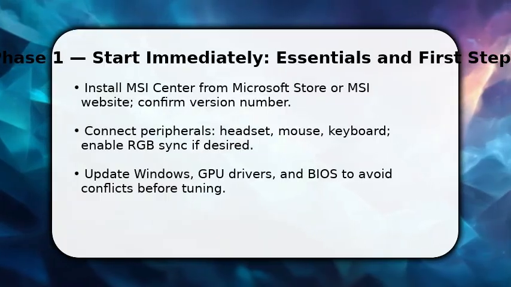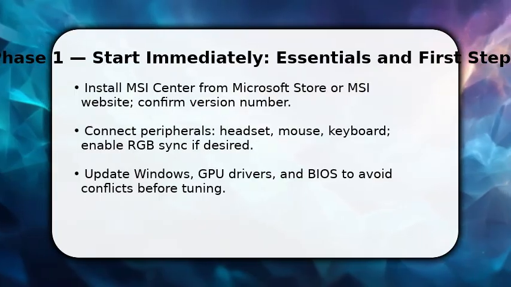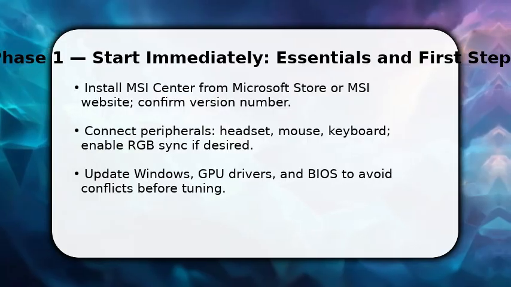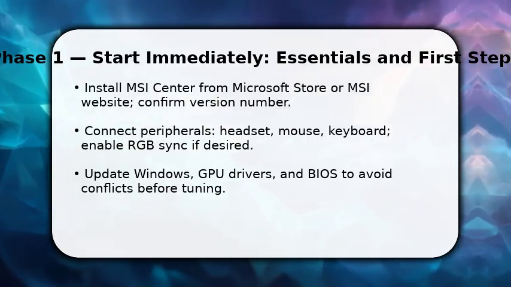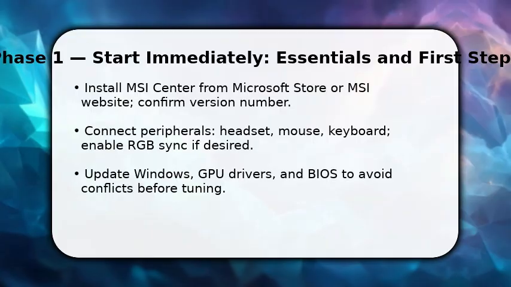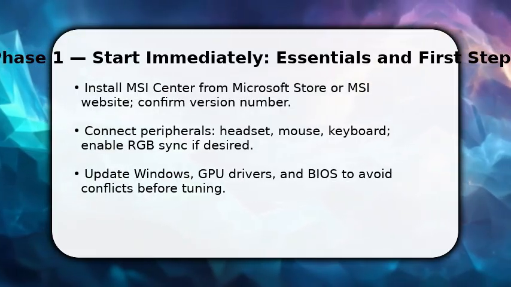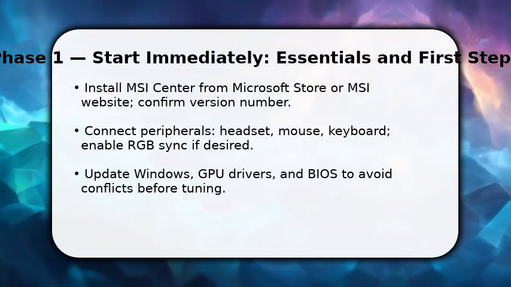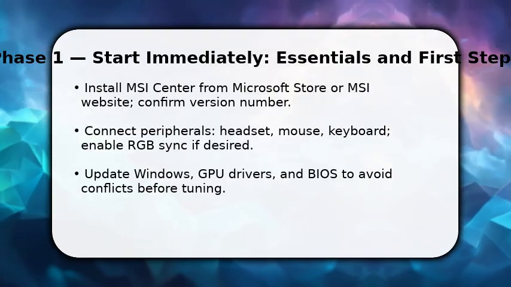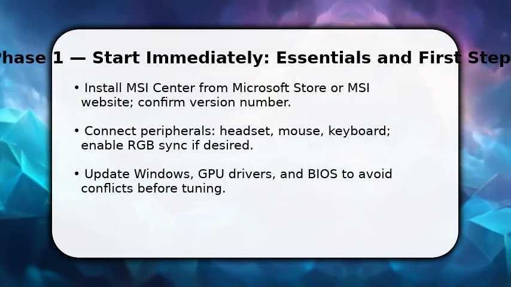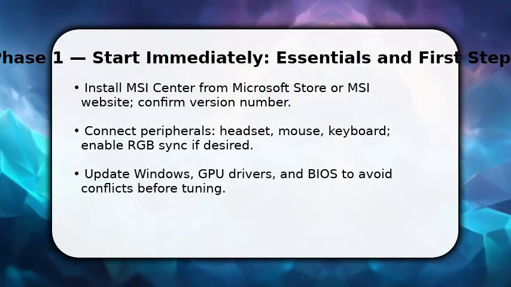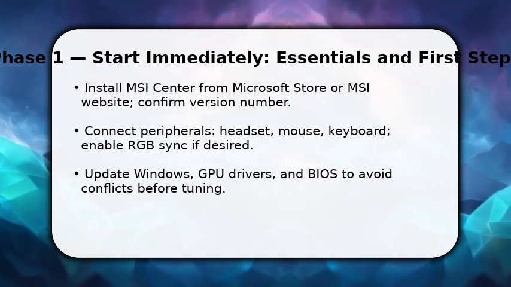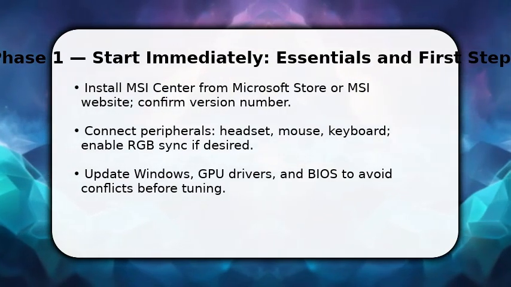You start by preparing MSI Center so changes behave predictably. First, install the latest MSI Center and confirm the version. This prevents feature mismatch. Next, connect your gaming peripherals and enable RGB sync if you plan to sync lighting. This ensures profiles apply correctly. Also, update Windows, your GPU drivers, and BIOS because outdated firmware causes instability. Once done, restart and open MSI Center to begin profile creation without wasting time.